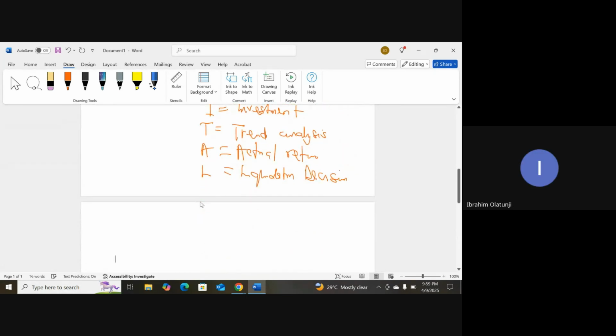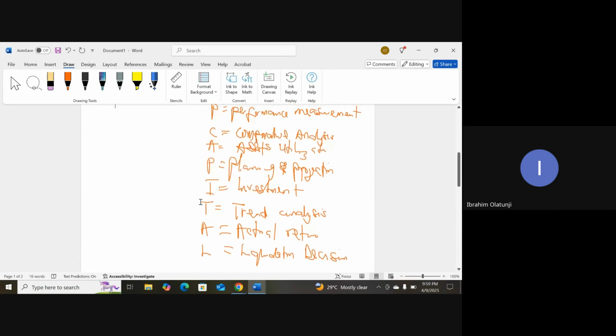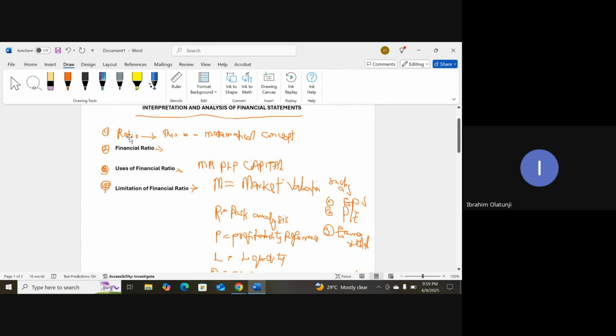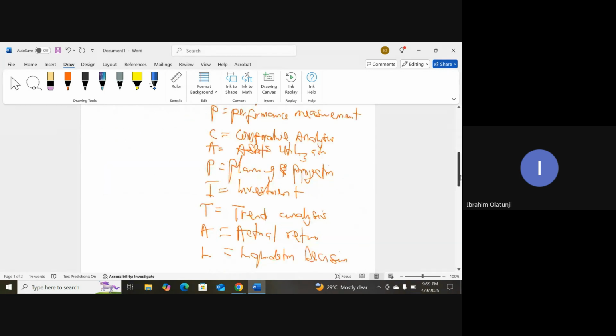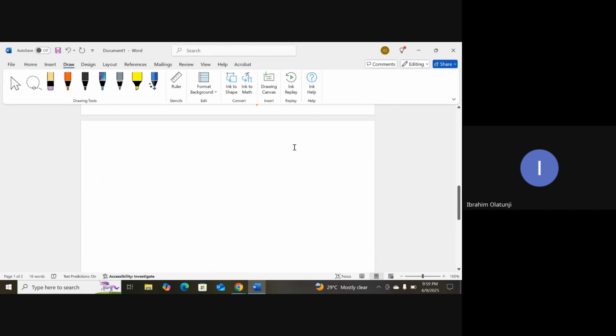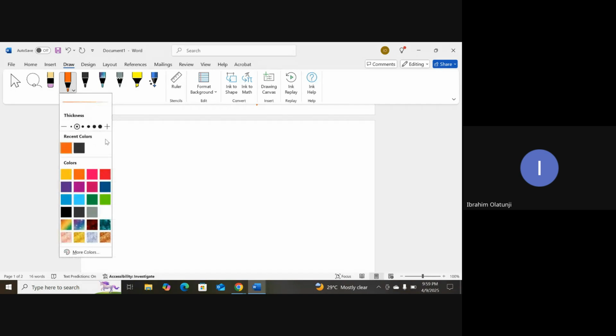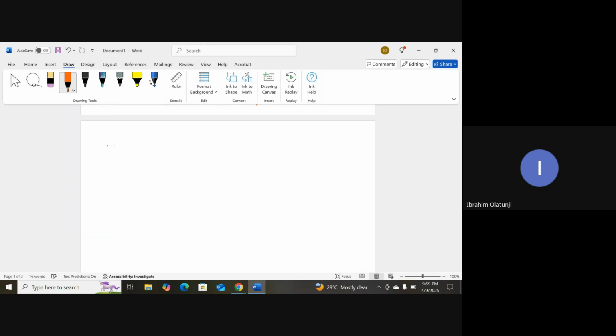Okay, so after that, I said we are going to look at four things here. We've discussed ratio, we've discussed financial ratio, and we also discussed the uses of financial ratio. So let's now look at the limitations. What are the limitations of ratio analysis?